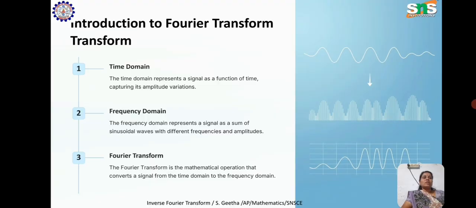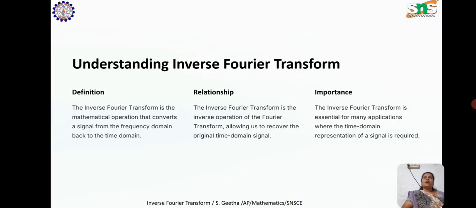Understanding inverse Fourier transform. Definition: the inverse Fourier transform is a mathematical operation that converts a signal from the frequency domain back to the time domain. Relationship. The inverse Fourier transform is the inverse operation of the Fourier transform, allowing us to recover the original time domain signal. Importance. The inverse Fourier transform is essential for many applications where the time domain representation of a signal is required.